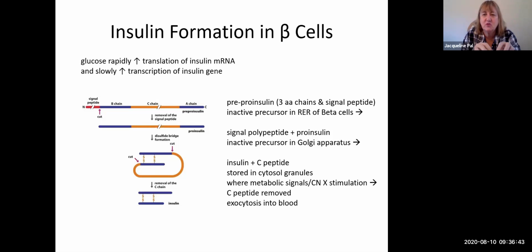And this gets stored in granules if it's not immediately needed. And then once it gets its metabolic signals, including some vagal stimulation, that C-peptide is cut off of it, and you are left with just the insulin fragment itself, which is released through exocytosis into the blood.